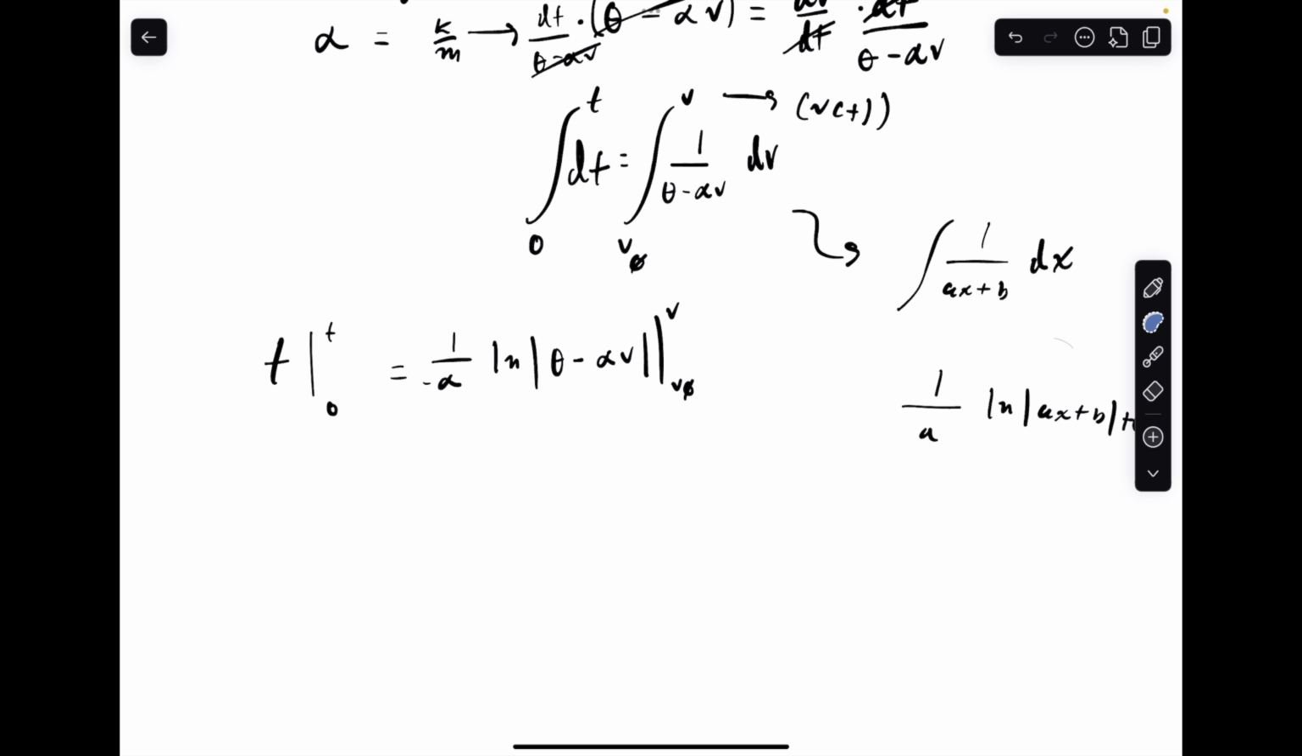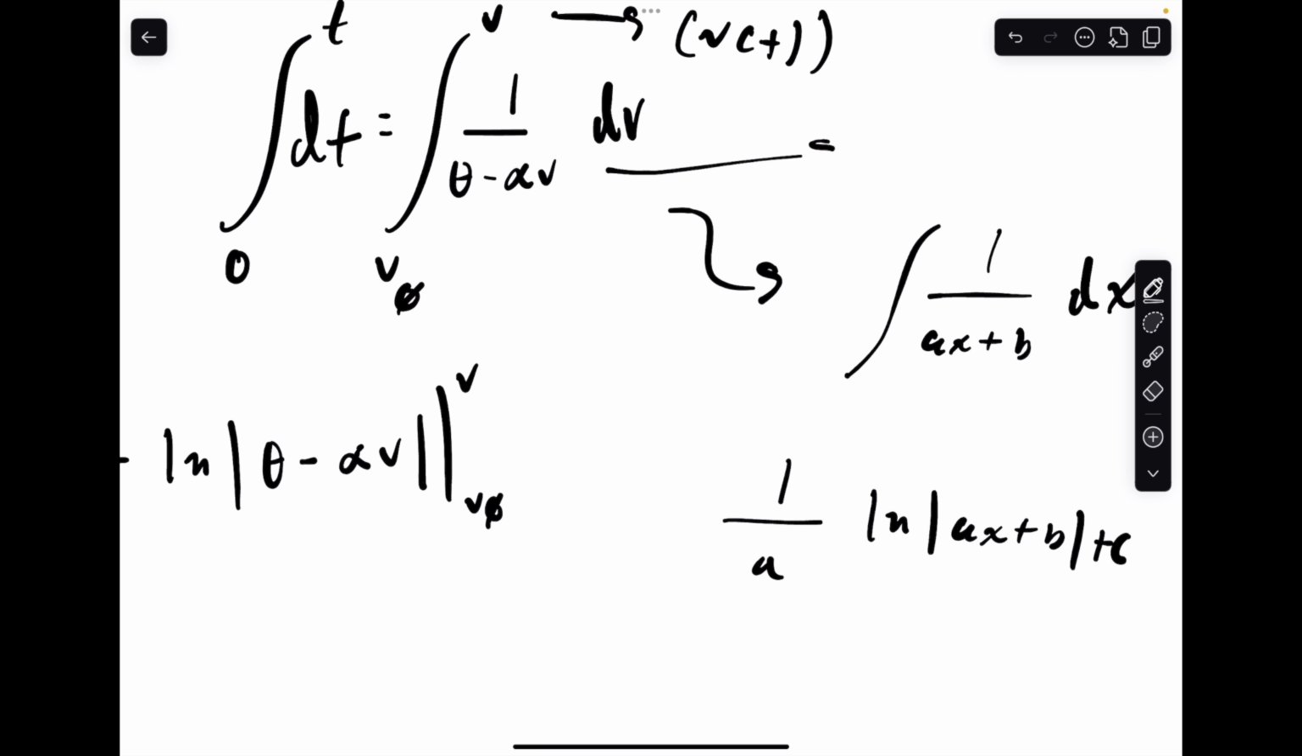And if that didn't make sense, hopefully you can see that this bottom part is really just negative alpha v plus theta. Well, that b is theta, and that v would correspond to the dependent variable x, and negative alpha would be a. Well, 1 over a gives me 1 over negative alpha. But if you're more comfortable with doing a u substitution, by all means, go ahead and do it. I just prefer this way because it's faster.